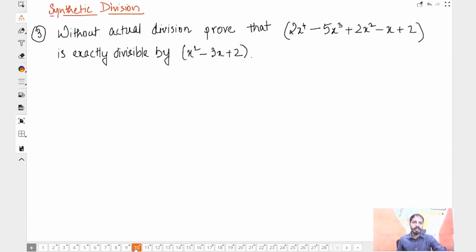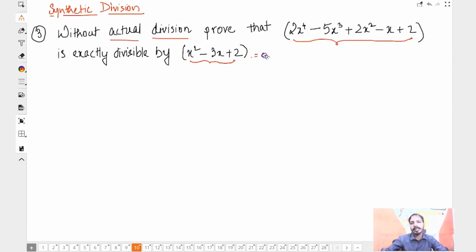Now let me go to the different types of questions. Now this is synthetic division. That means they can ask you these types of questions also, right? What is this? They're saying without actual division, prove that this particular polynomial is exactly divisible by this.